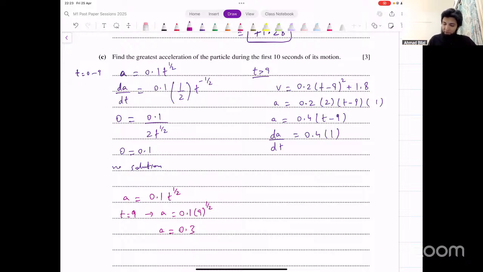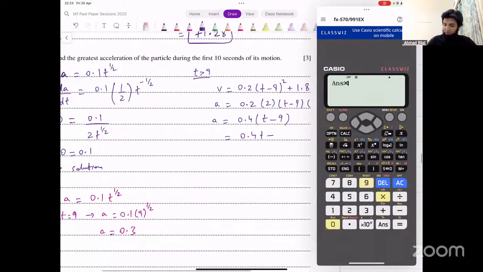And what happens after that? After that, this is the acceleration function that we've got, 0.4 into t minus 9. And this turns out to be 0.4 t minus 9 into 0.4. What's that?